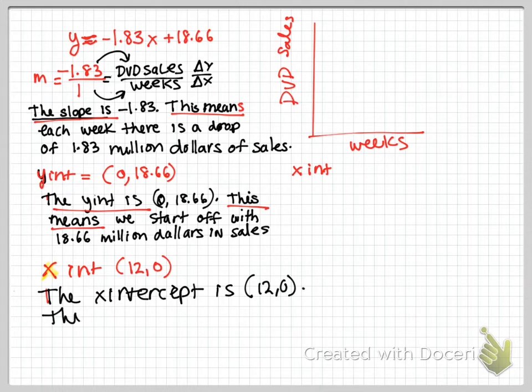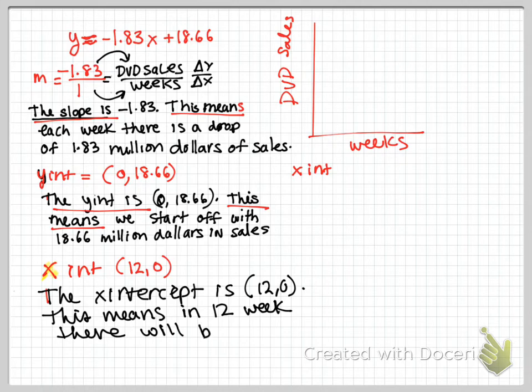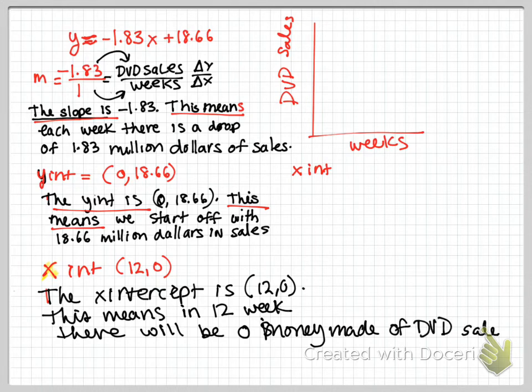This means in 12 weeks, there will be 0 money made on DVD sales, if we continue the pattern.